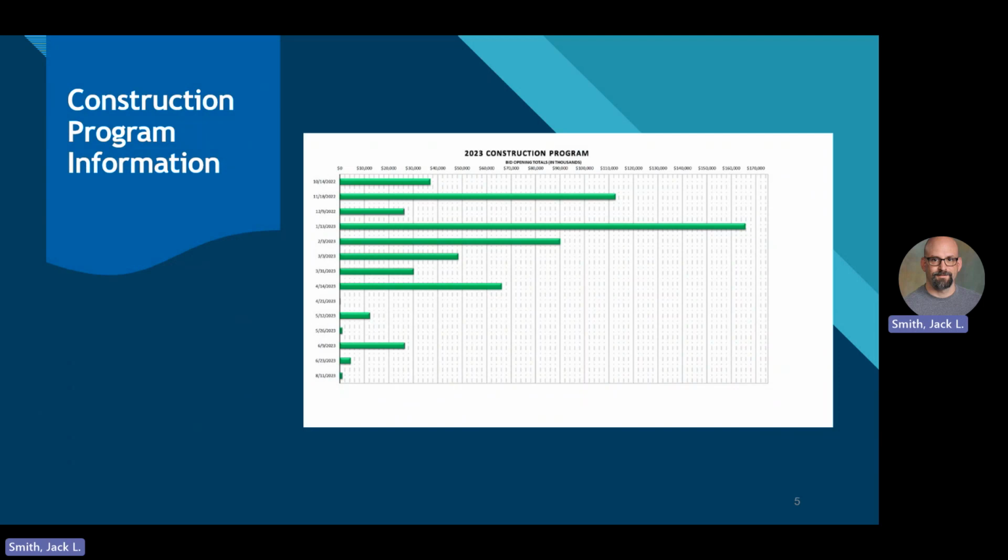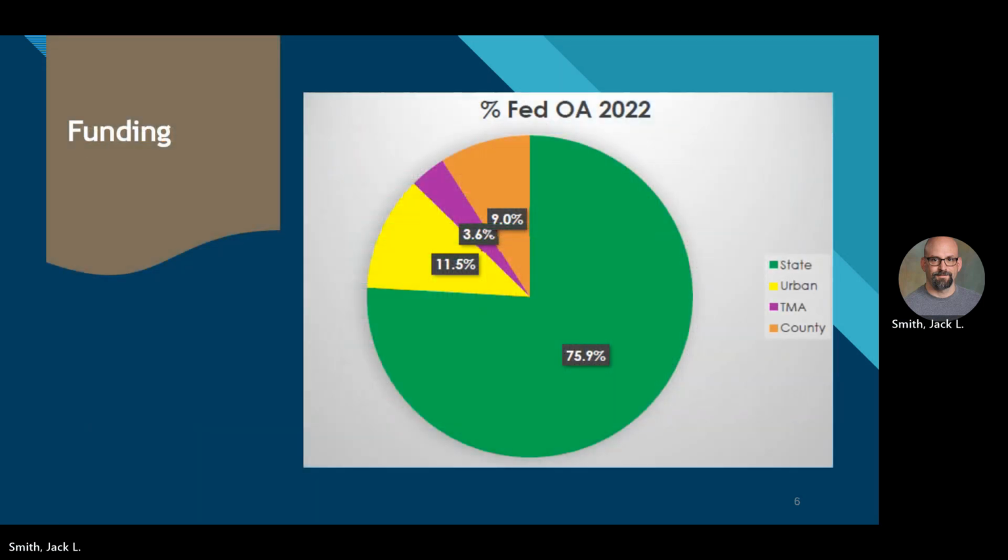So typical construction program information is tied to things like our big bid opening totals and where the actual projects are programmed. This is information that the executives like to see and be able to compare to previous years. Funding information is also included. In this case, the IIJA funding is broken down through the different stakeholders: state, urban, TMA, and county.